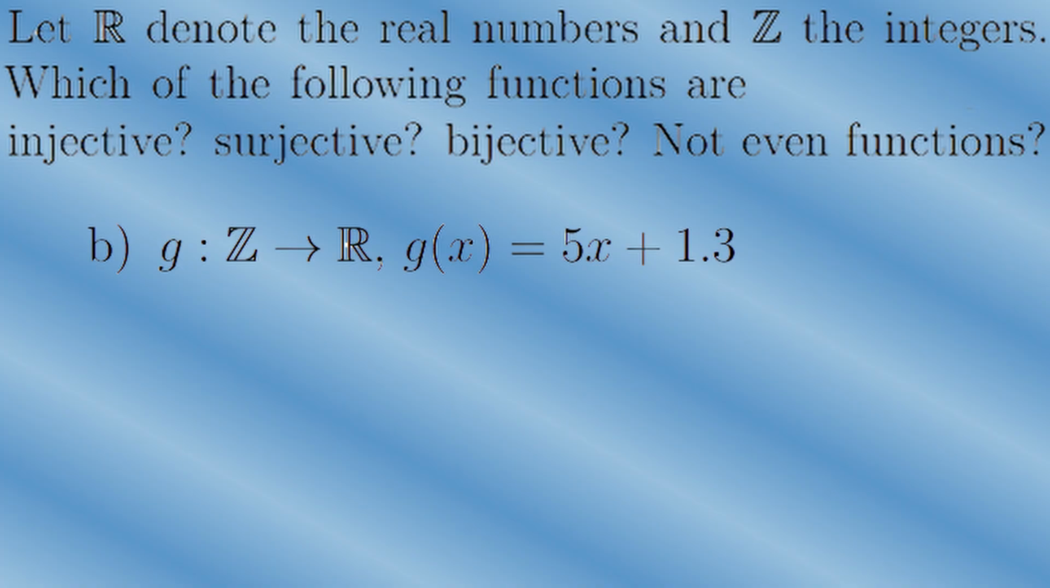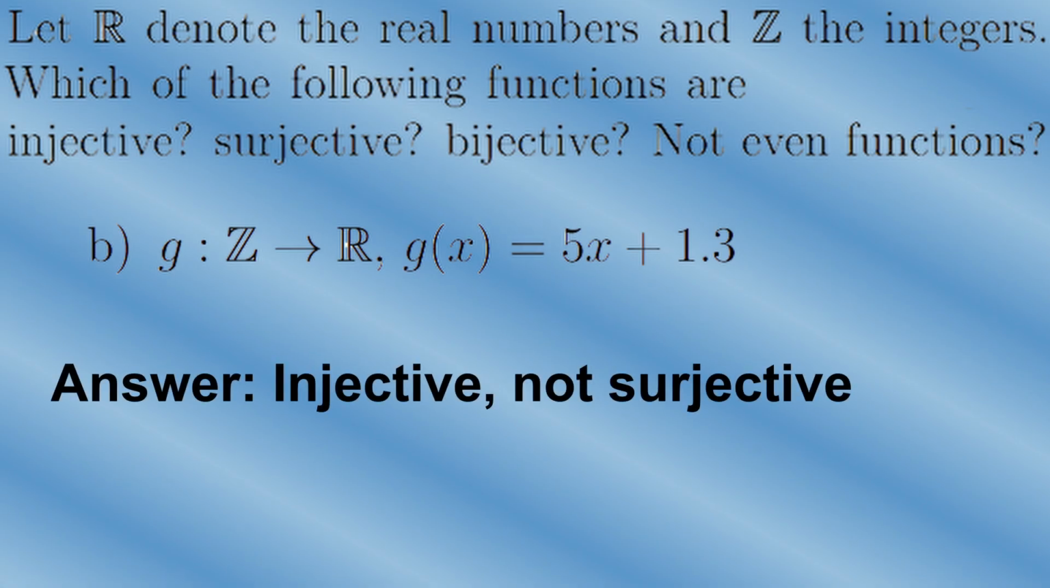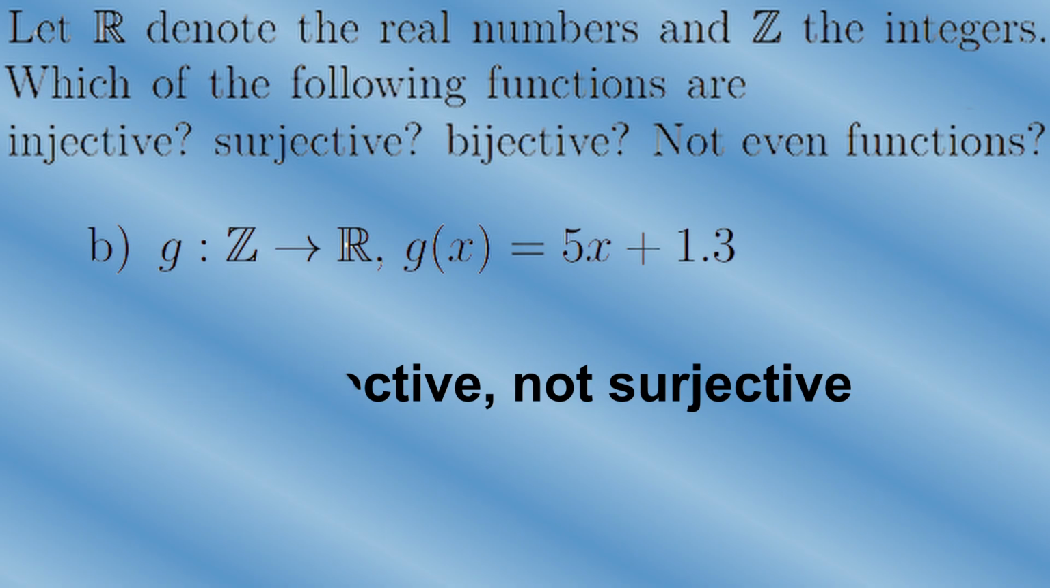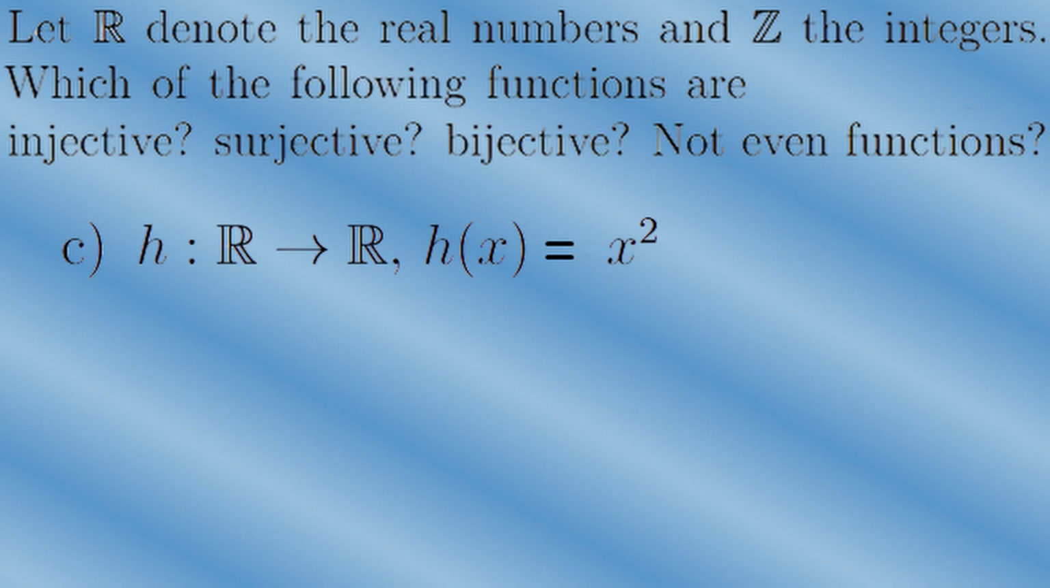B: g from the integers to the real numbers, with g of x equals 5x plus 1.3. It's injective, but not surjective. There is, in fact, no way we could make a surjective function from the integers to the real numbers. So really, it's just a translation of the integers. It doesn't land in the integers because we have this 1.3 that makes it a real number.